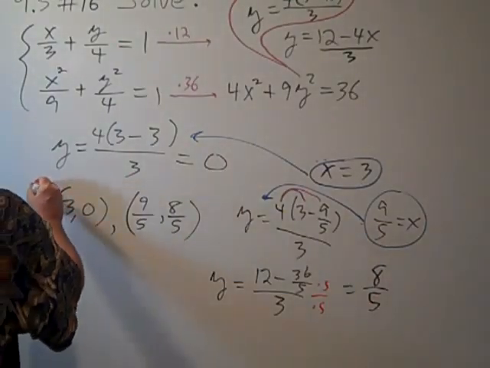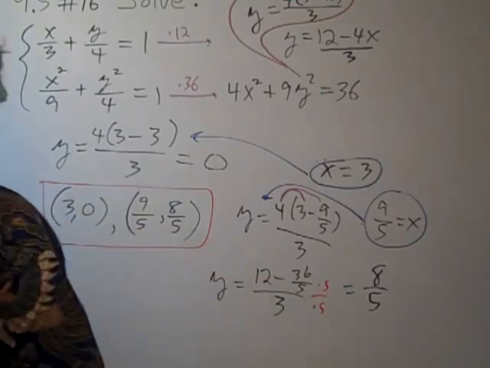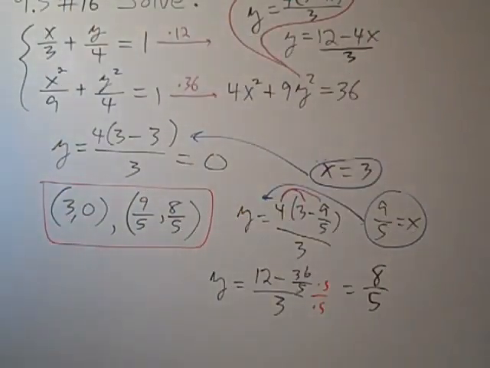So those are the two solutions to this nonlinear system: the intersection of a line with an ellipse. And let's take a look at the graph.